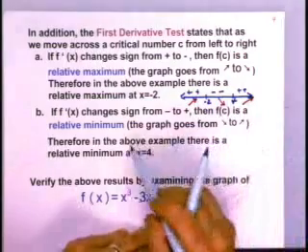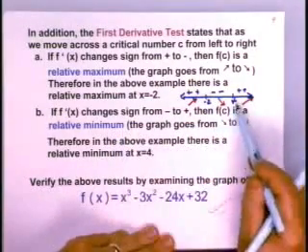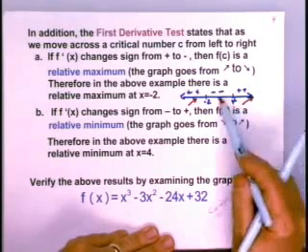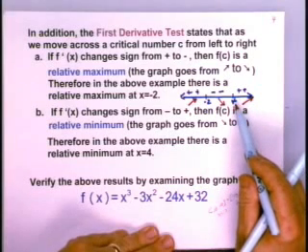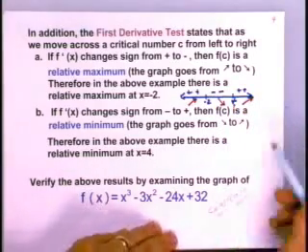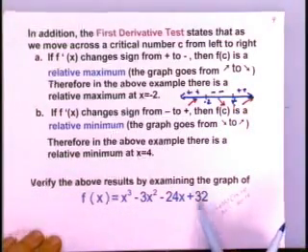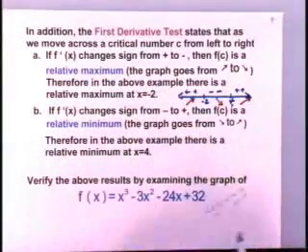And then in a similar manner, you'll have a relative minimum if the graph goes from decreasing to increasing. That is, the derivative changes sign from negative to positive. So in our example, there should be a relative minimum at x equal 4. Let's switch to our virtual calculator and examine the graph of this function and see if this is true.